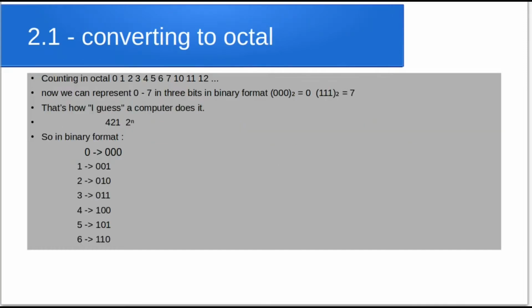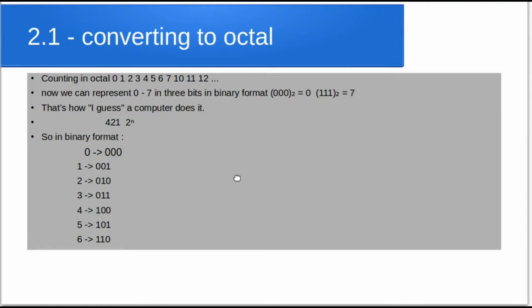Okay, so let's go. So counting octal, you go 0, because octal, remember, you count from 0 to 7, and then it's 10, 11, 12 and so on. So 8 in octal is 10. Remember, that is not a ten. 8 is 10 in octal, because octal consists of a base of 8, where decimal is a base of 10. Okay, so you see over there.